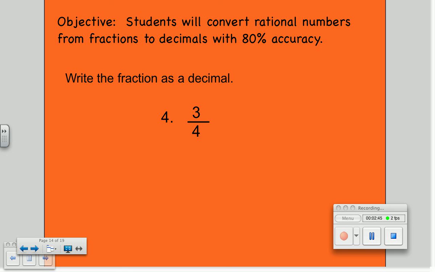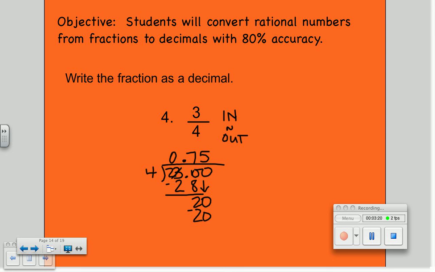3/4. Now we're going to write this fraction as a decimal. Because it's a fraction, it is a rational number. Okay? And to write it now as a decimal, we divide. Remember, we're going to do in and out. So 3's in, 4 is out. Add a decimal and 2 zeros. Make sure you have your decimal in your quotient. 4 goes into 3 0 times. 4 goes into 30 7 times. 7 times 4 is 28. Subtract. 2, bring down the 0. 4 goes into 20 5 times. So, 0 and 75/100ths written as a decimal.